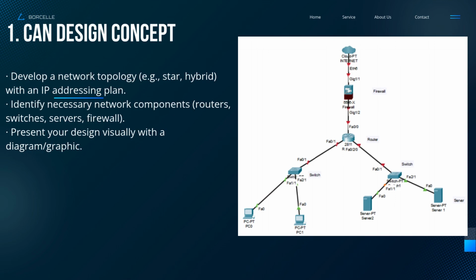It's asking us to develop a topology, identify necessary network components such as router, switch, server, and firewall, and present the graphic design visually. So as you can see on the right, the picture, this is our topology. And as you can see, the router, the switch, the server, and the cloud are all there. So yeah, this is our topology.